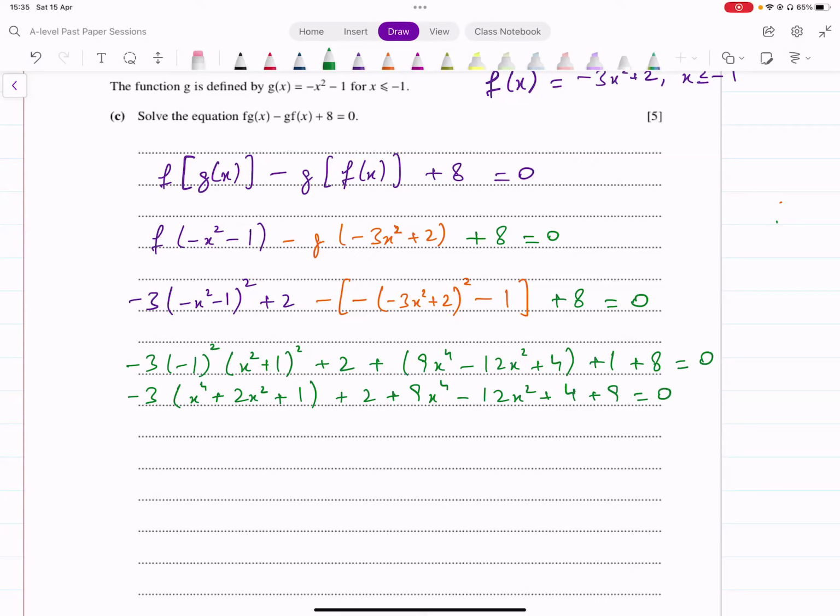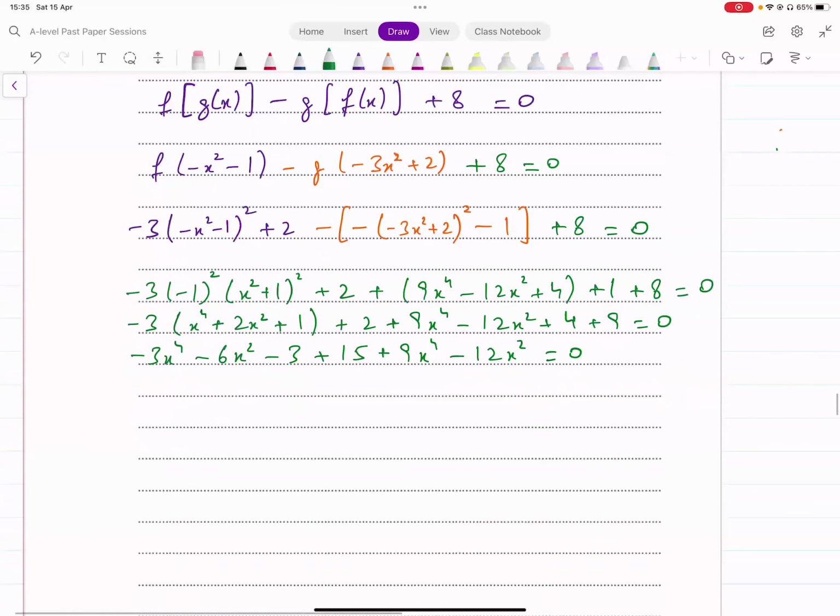Okay, now let's multiply 3 inside as well. That gives you minus 3x raised to power 4 minus 6x squared minus 3 plus, let's simplify a little, 2, 4 and 9. That is going to give you 15. And you have 9x raised to power 4 and minus 12x squared equals 0.